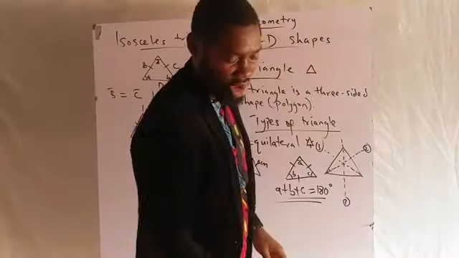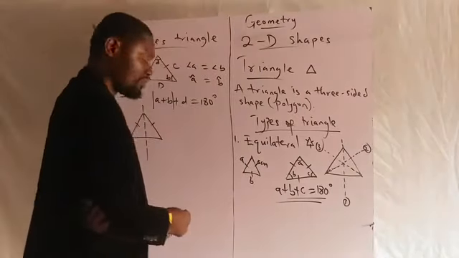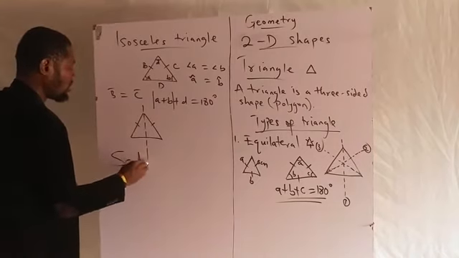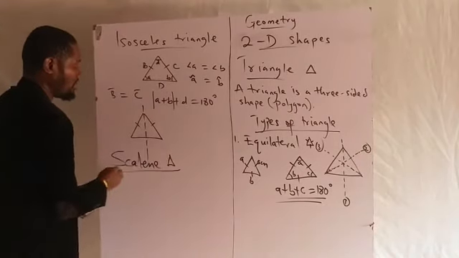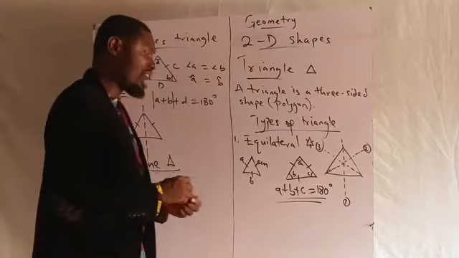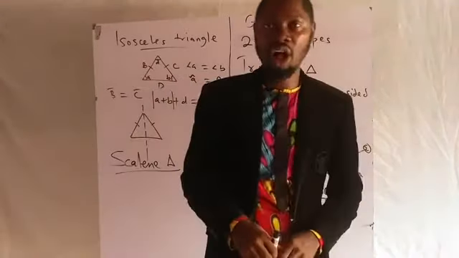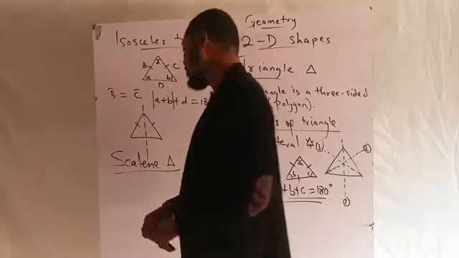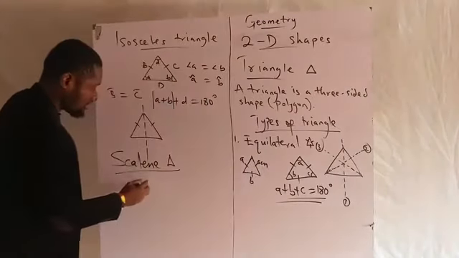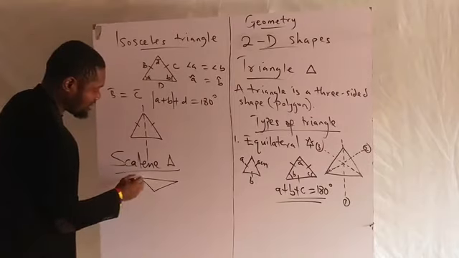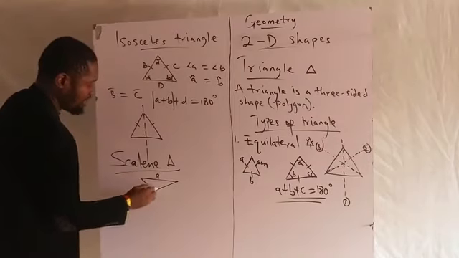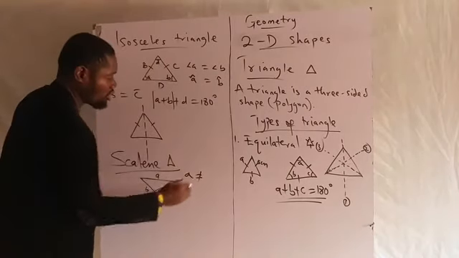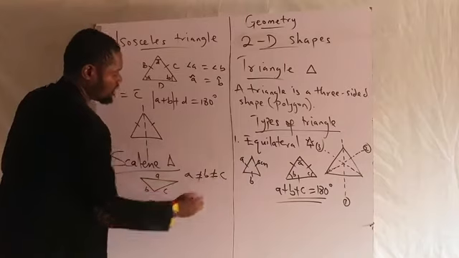Now, let us deal with the scalene triangle quickly. The scalene triangle. Of course, we know the scalene triangle. A scalene triangle is a kind of triangle that has no equal side. This kind of triangle has no equal side at all. A, B, C. This is how it looks. There's no equal side. It means that A is not equal to B and B is not equal to C.